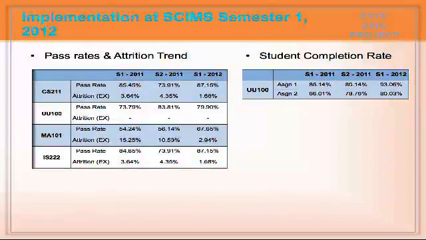Because we have already implemented this system in semester 1 in our School of Computing courses, we analyzed what the pass rates and iteration trend has been after the implementation. Generally, we picked at random, totally at random, 4 courses from SIMS, School of Computing, and you will notice that the pass rate has generally gone up in semester 1, 2012.